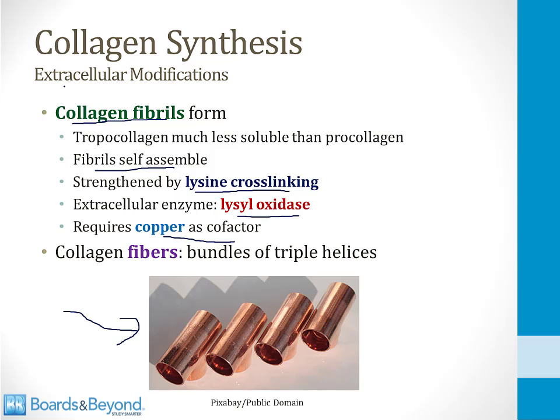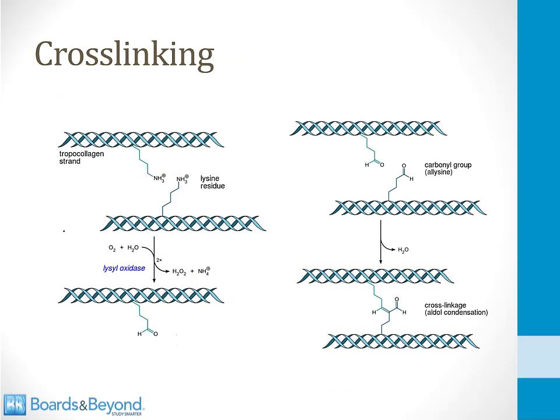And then once these collagen fibrils have been formed, they can go on to link together. Collagen fibers, not fibrils, fibers, are bundles of triple helices. They are bundles of collagen fibrils linked together. Here's a picture to help you better understand how cross-linking works.